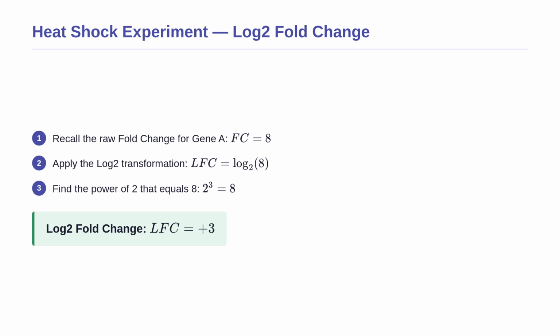To solve this, we ask ourselves, what power must we raise the number 2 to in order to get 8? Since 2 raised to the power of 3 equals 8, our result is 3. The final answer is a log2 fold change of positive 3. Physically, this positive value immediately flags the gene as highly upregulated in any computational analysis.